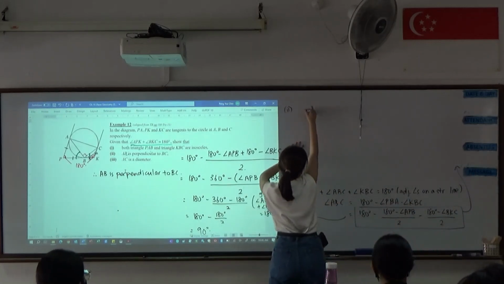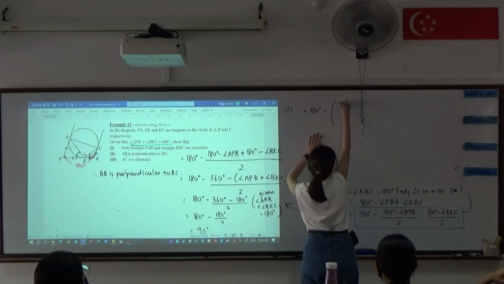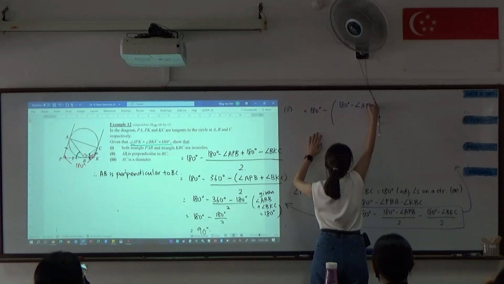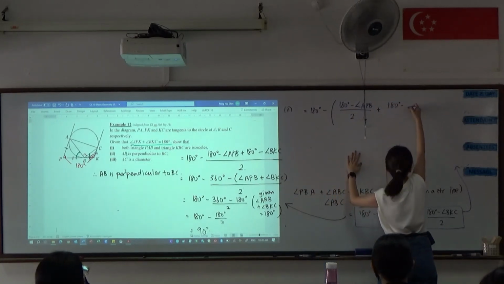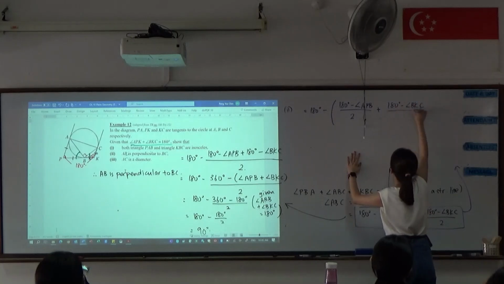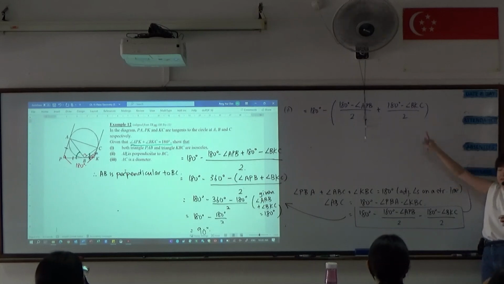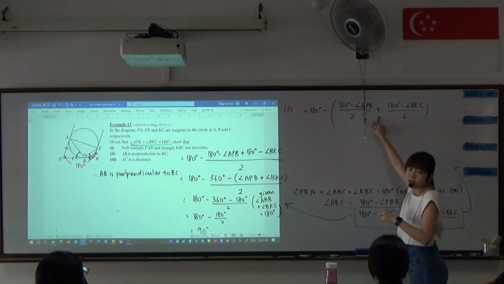We can see the equivalent is 180 degrees minus, if I put brackets around it now, APB over 2 plus 180 degrees minus angle BKC over 2. We agree with this statement? From here to here, I factorize out the negative sign when I put brackets. So that's why this one must be a plus.